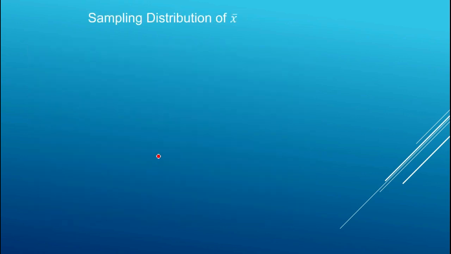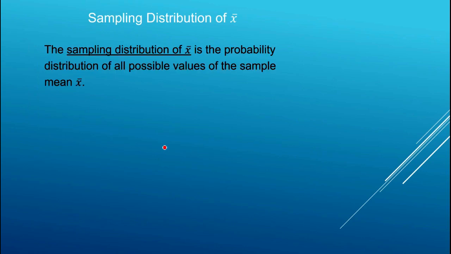So first let's talk about the sampling distribution of X bar. The sampling distribution of X bar is the probability distribution of all possible values of the sample mean X bar. So again, I'm going to show you this in a minute, but you can think of it like this. We're going to fix the sample size, and just for the sake of argument, let's say that we fix the sample size at 30. We're going to go out into the population, we're going to pull 30 individuals out of the population, or 30 observations, and we're going to calculate an average, X bar.